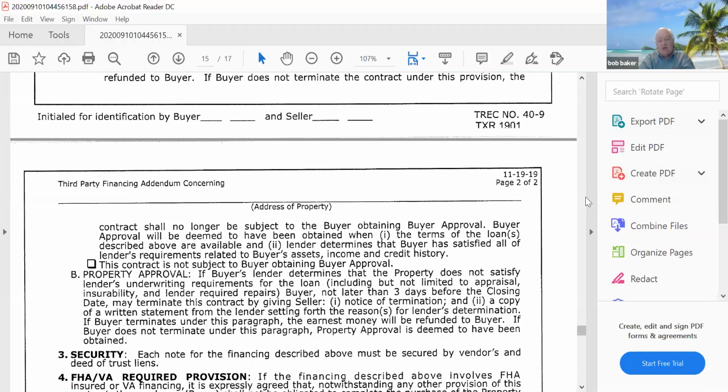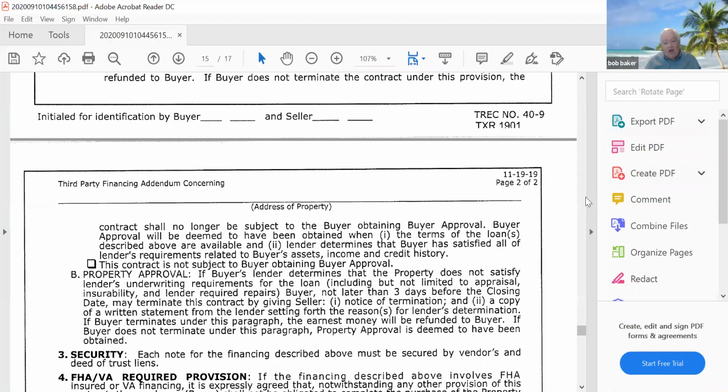do something. The buyer may say to the seller, my lender does not approve your property, and therefore I'm going to terminate the contract because I'm approved, I'm solid gold, but your property, Mr. Seller, is not acceptable to my lender, and so I have a right to terminate the contract. Well, you'll see in paragraph 2B, there's a timeline there. You see when you get on that third line, it talks about not later than 3 days before the closing date, may terminate this contract by giving seller one, notice of termination, and there's a promulgated form, buyer's termination of contract, and then a copy of a written statement from the lender setting forth the reason.